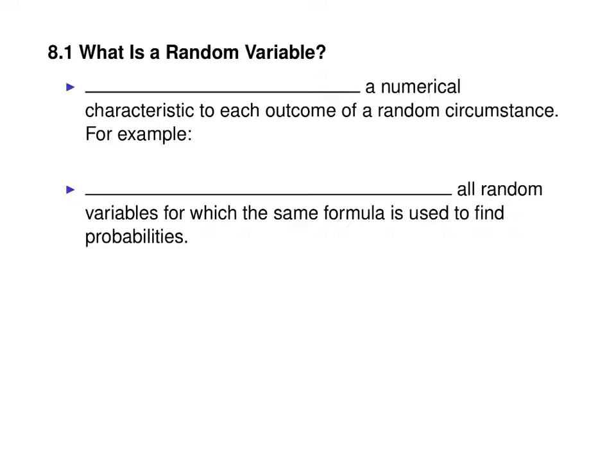So what we're going to talk about in the next chapter are things called random variables. A random variable is a numerical characteristic that's assigned to each outcome of some random circumstance. So it's called a random variable.